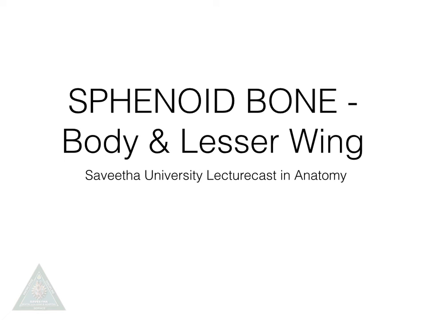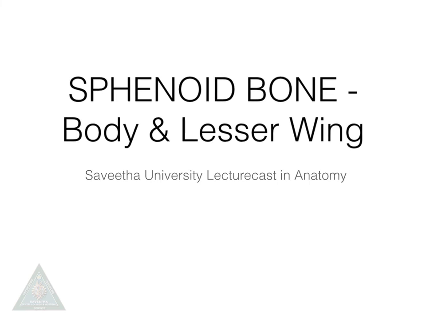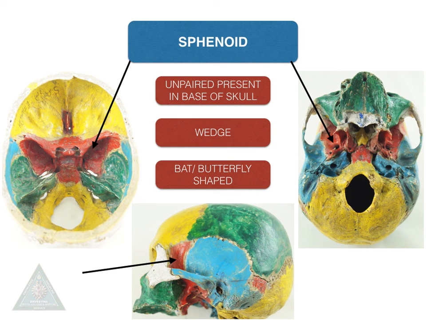We're going to learn about the body and the lesser wing of sphenoid. The sphenoid is an unpaired, irregular pneumatic bone present in the base of skull. As you can see in the picture, it is wedged between the various bones of the skull. It is either bat or butterfly in shape.